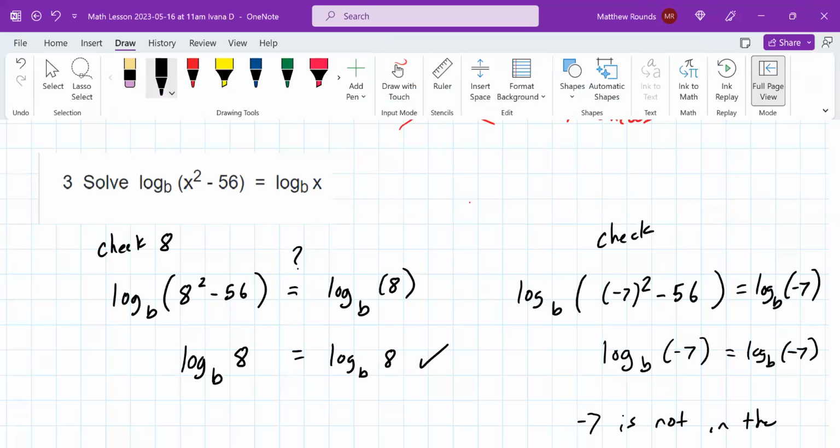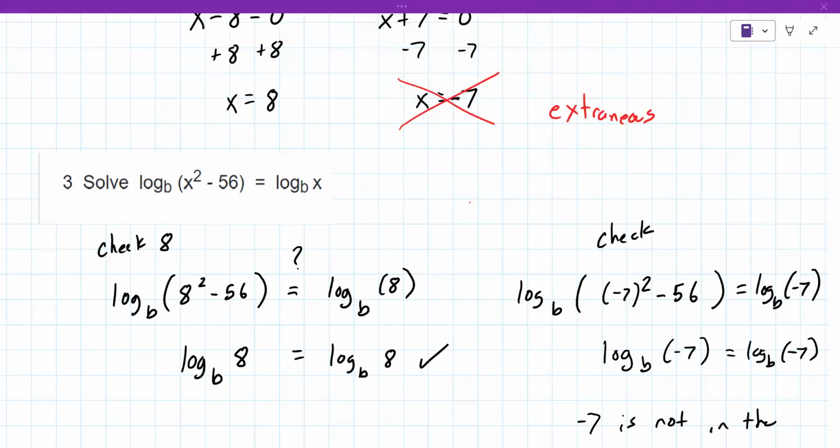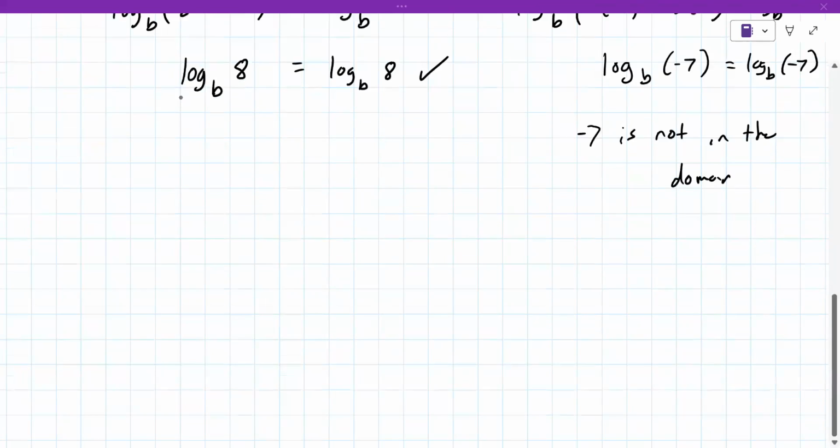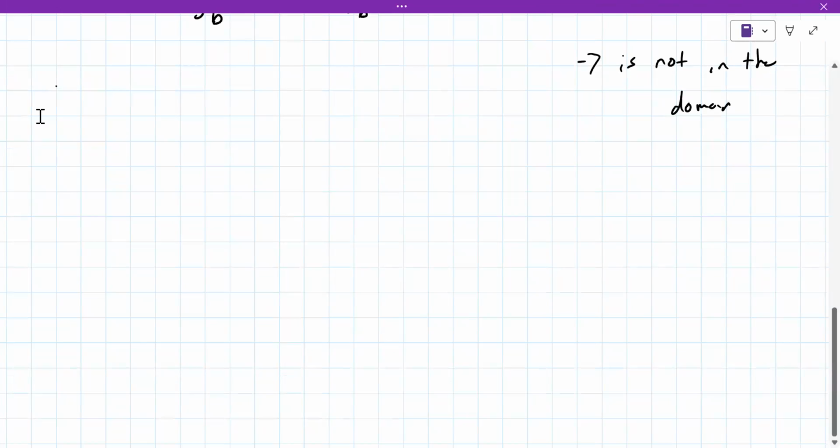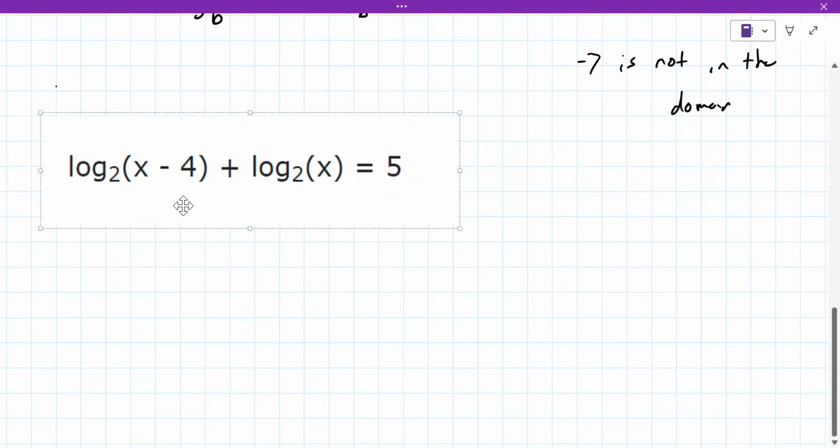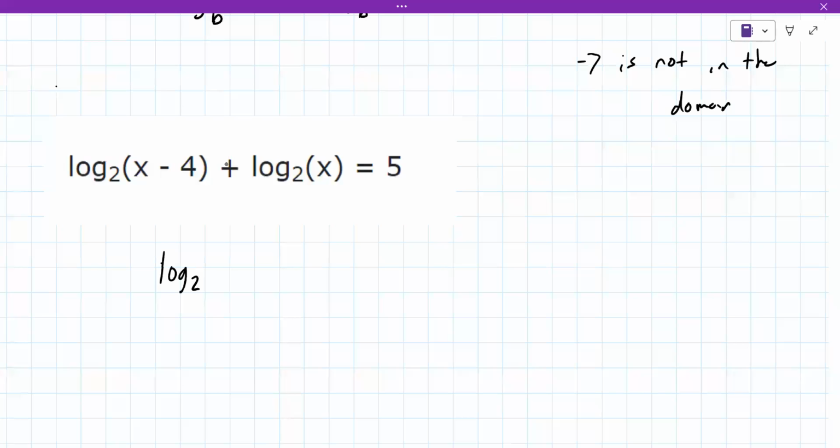All right. So I believe the other issue was problem 6, maybe, because I just checked. Yeah. Problem 6 here, very similar. From yesterday, we learned that you can take a sum and make it a product. So it becomes log base 2 of x minus 4 times x equals 5.